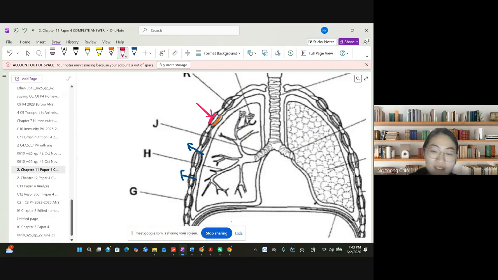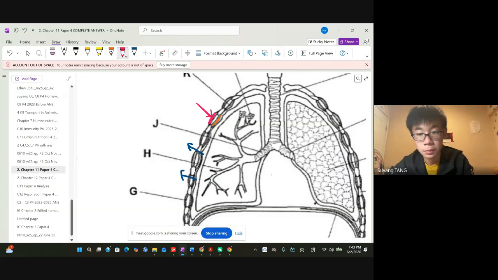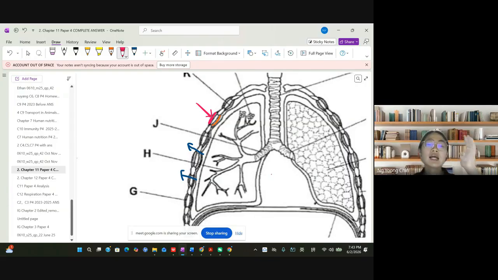Hello, contract or relax? You want to move outwards, outwards. So what happened to your muscle? What happened to the outside muscle? Contract or relax? Have a guess. Contract. Yeah, it is contract.